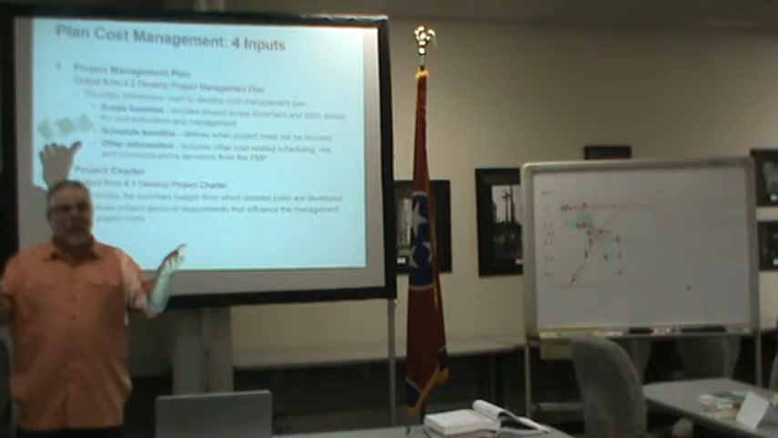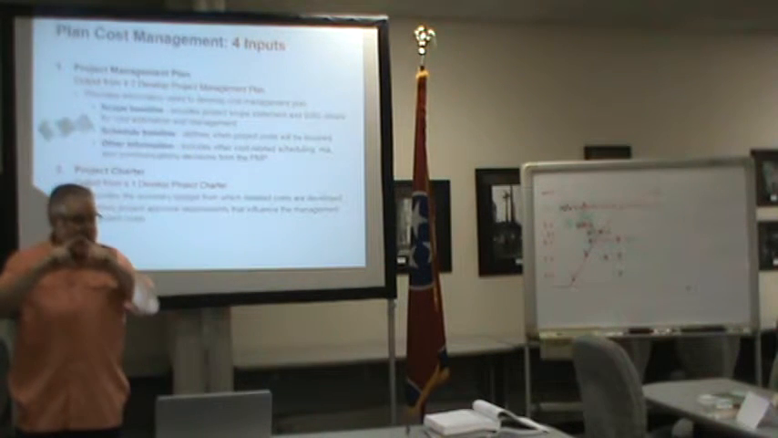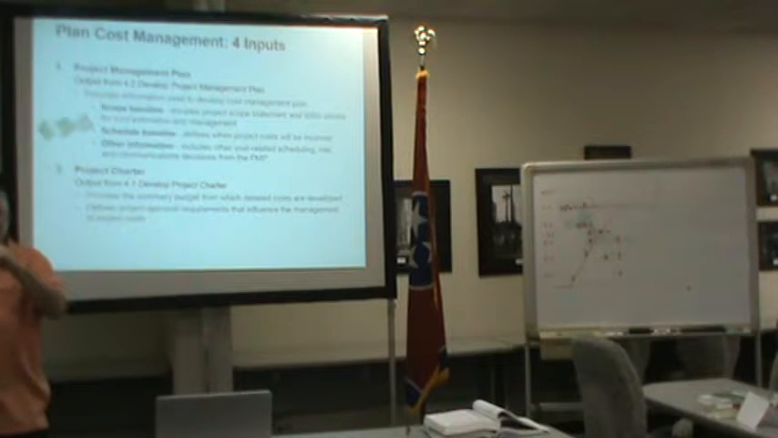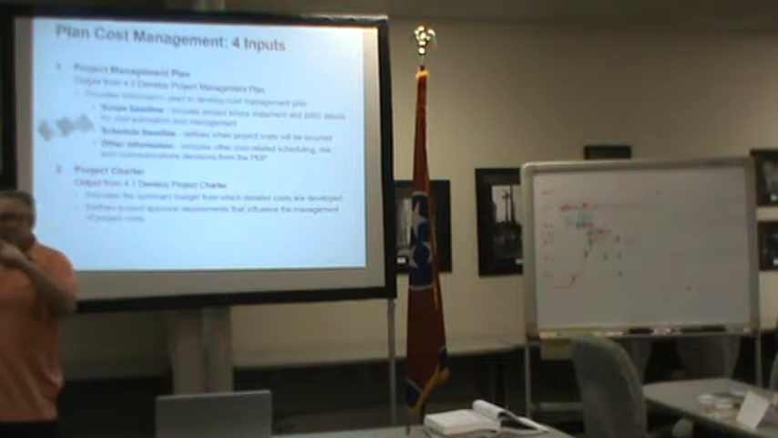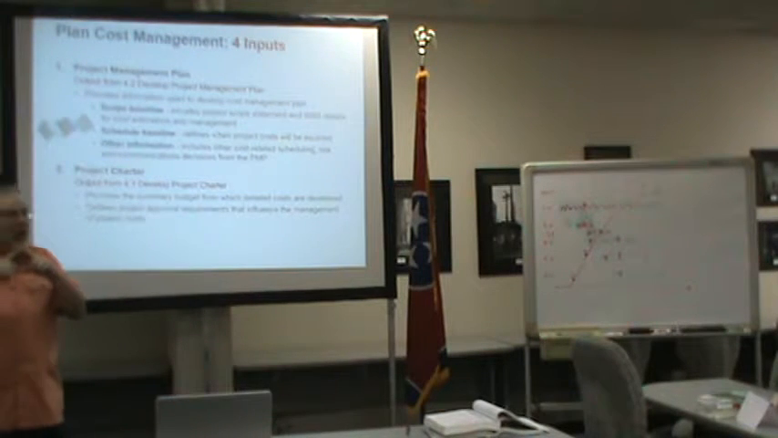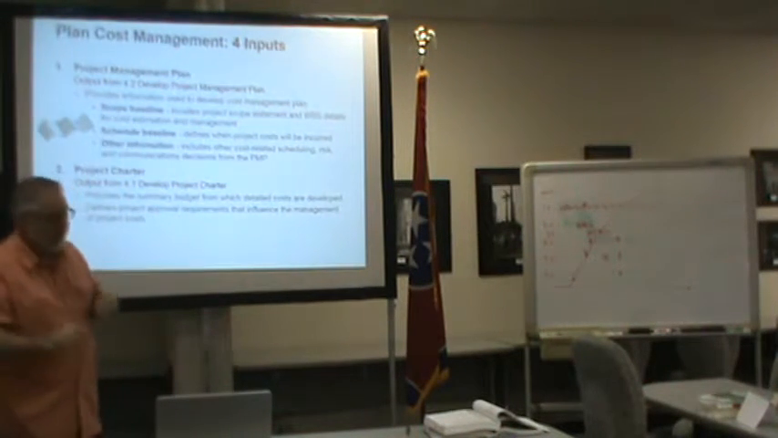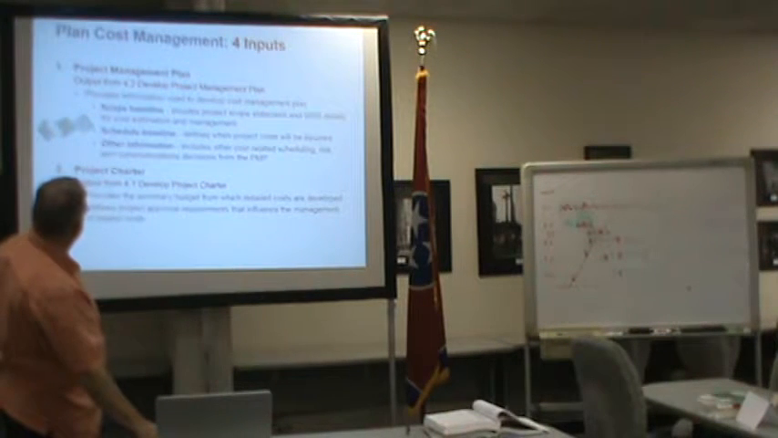Now, I'm actually going to have three. You have any idea what the third would be? Scope baseline, right? I'm going to define the scope, and I'm going to measure against that. And if it changes, I'm going to call that scope creep. All right? Very good.